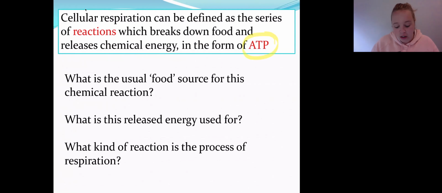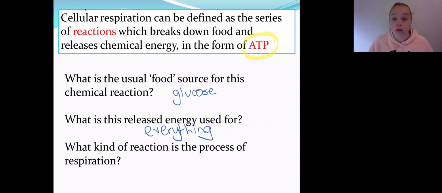Welcome back. So the usual food source for this type of reaction is going to be glucose. You can tick yourself off if you got that one. What do we use this energy for? Just about everything. I'm going to show you a slide in a second that goes through all the uses of ATP. And then what kind of reaction? Is this an anabolic reaction or a catabolic reaction? Think about it, we're breaking down glucose. So this would be a catabolic reaction.